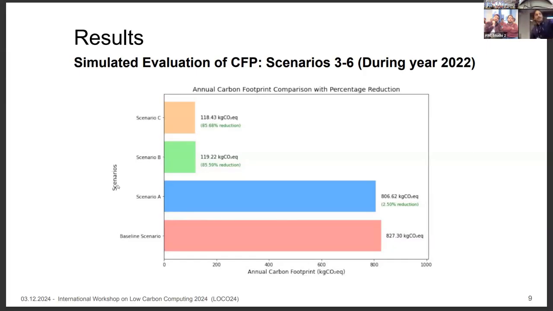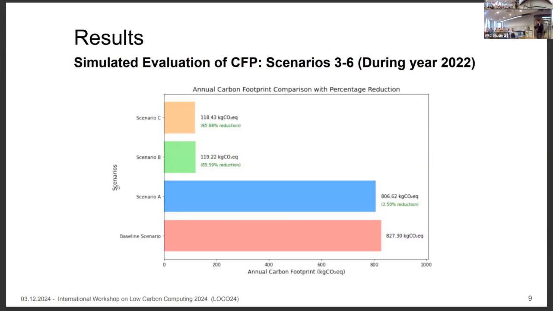So the baseline scenario is the hypervisor working without interference through all the year. Scenario A, we always picked the node with the best ranking, and then we achieve like 2.50% reduction. And scenario B and scenario C is what becomes interesting.